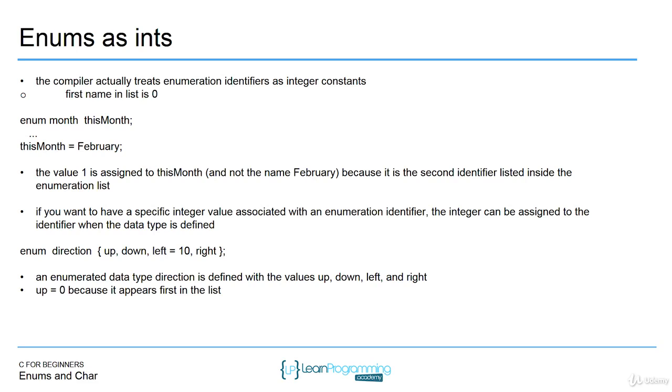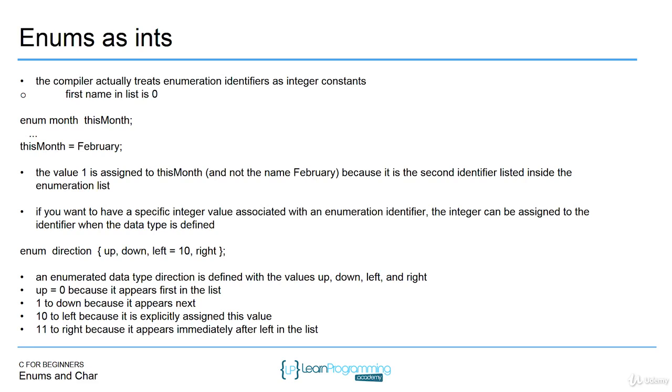Up is going to be equal to 0 because it's the first element in the list definition. Down is going to be equal to 1 because it's the second element. Again, it starts at 0. Left is going to be equal to 10. It's not going to be equal to 2 because we explicitly assigned it to equal 10. So left is going to be 10 because that's what we put in our definition. And then right is going to be equal to 11 because it's the next one after it. So if we had another value in there, it would be 12. So you can explicitly assign values if you want to.